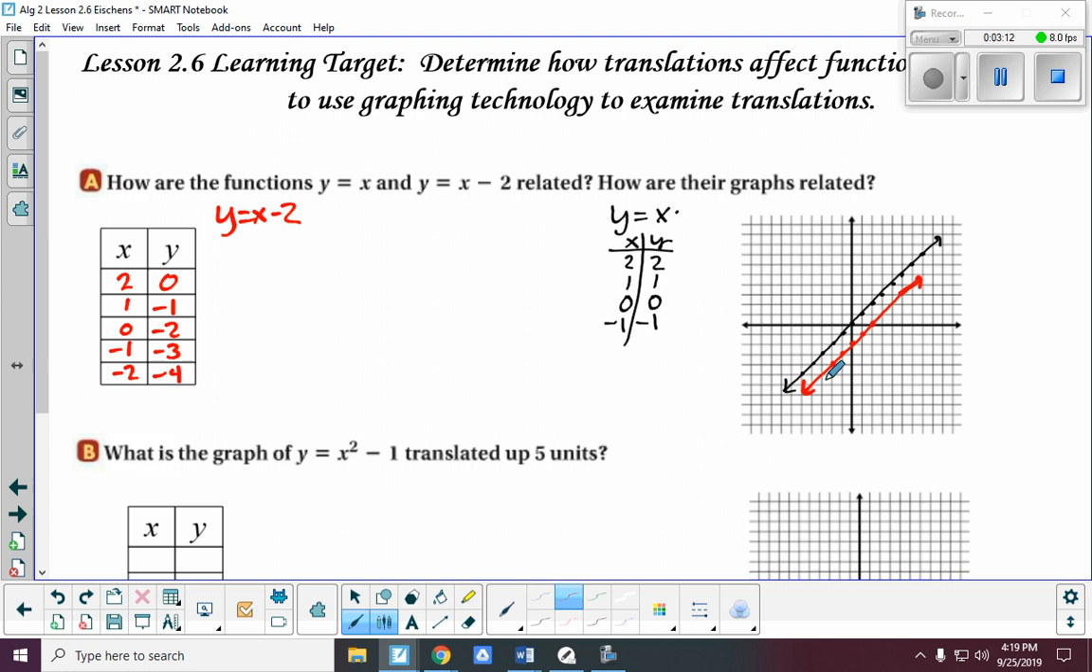And it says, how are their graphs related? Now, when you look at this, notice that if you take this point, it gets shifted down 2. All of these points are just shifted down 2. So when you have y equals x compared to y equals x minus 2, we would say that the minus 2 means that you have a translation. That's the fancy word for a shift of down 2. So the original graph went down 2 units.